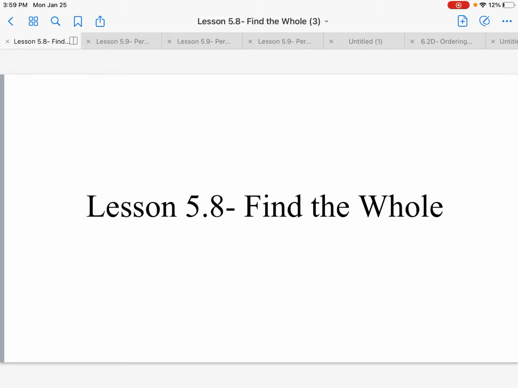Hello, today's lesson is on how to find the whole when you are given a part and a percent, how to find the whole using a percent proportion. So you're given a real world problem where you have a part of something and that part is worth such percent. Today we're going to practice how to find what the total is.